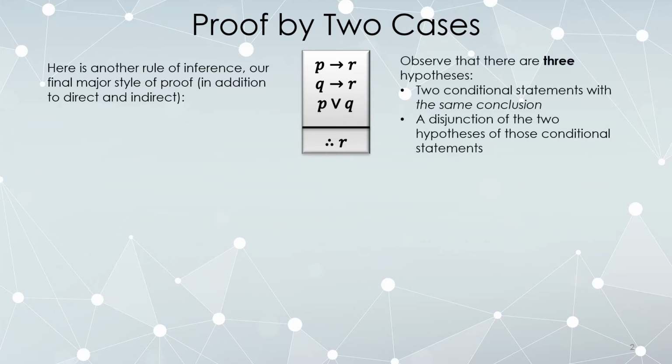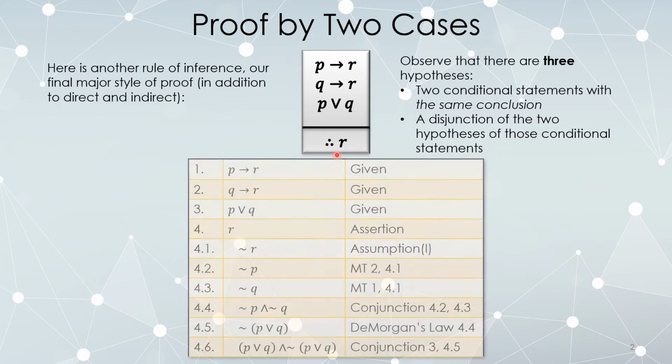Notice that this is a rule of inference with three hypotheses. Specifically, two of them are conditional statements that have the same conclusion, in this case R. There's also a disjunction, which is very specifically the two hypotheses, P and Q. As always, these could be compound statements. They could involve other things. The basic rule is two conditional statements with a shared conclusion, and then whatever these hypotheses are, they show up as a disjunction. If you have all three of these pieces, you can extract the conclusion R must be true.